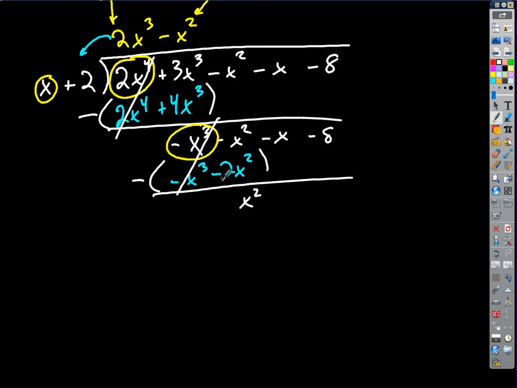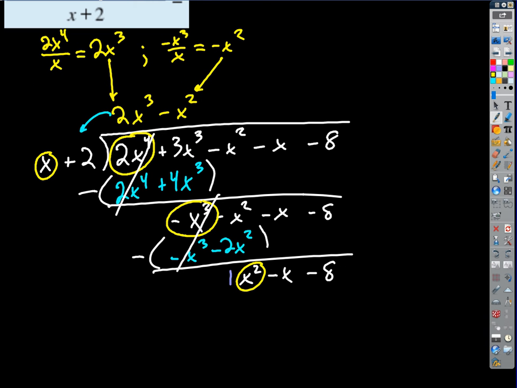So I just get positive x squared, right? Because subtracting a negative is adding. So that's just saying negative 1 plus 2 is positive 1, right? I wouldn't write it, but technically there's a 1 there. And then I bring the rest of the stuff down, and I go again. So now I've got x squared divided by x equals, next term is x. Okay, so I distribute the 2.